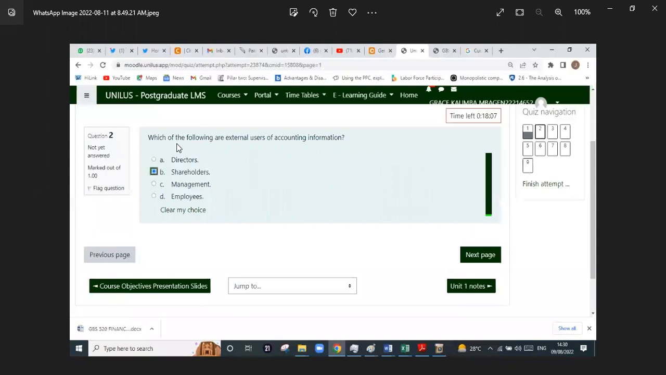Then which of the following are external users of accounting information? We talked about them. On the external users, we have what? Shareholders. We also had what? Journalists. We also had who? Quickly, who are the external users of financial accounting information? We also had government. Internal users, we had directors, employees, managers. So which of the following are external users? It is shareholders. All right.